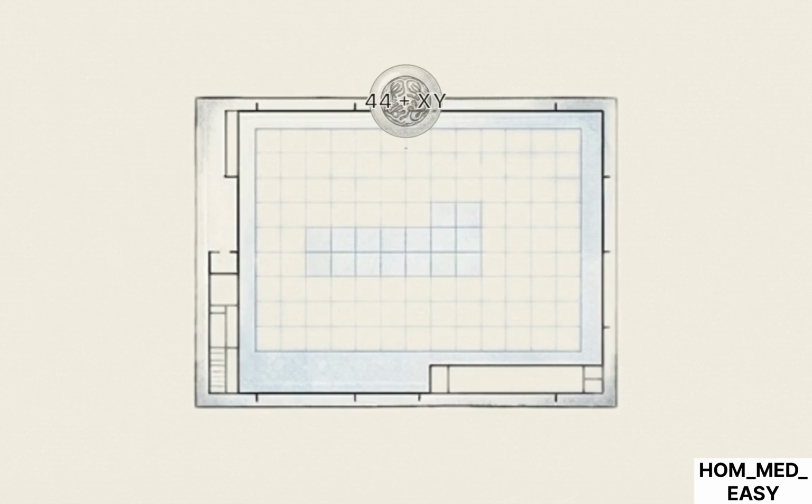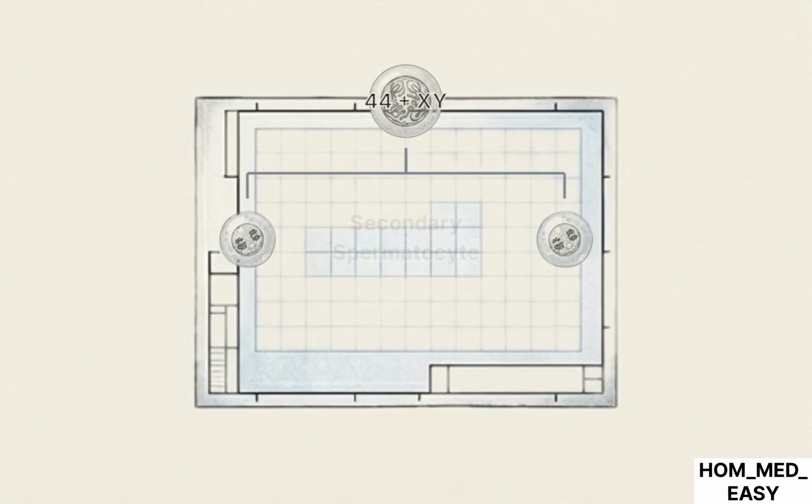Draw 2 branches coming down from that cell. This is the first meiotic division, where the primary spermatocyte splits into 2 secondary spermatocytes. Label these secondary spermatocytes and write in their genetic material, which has now split perfectly in half: 22 plus X in one and 22 plus Y in the other.